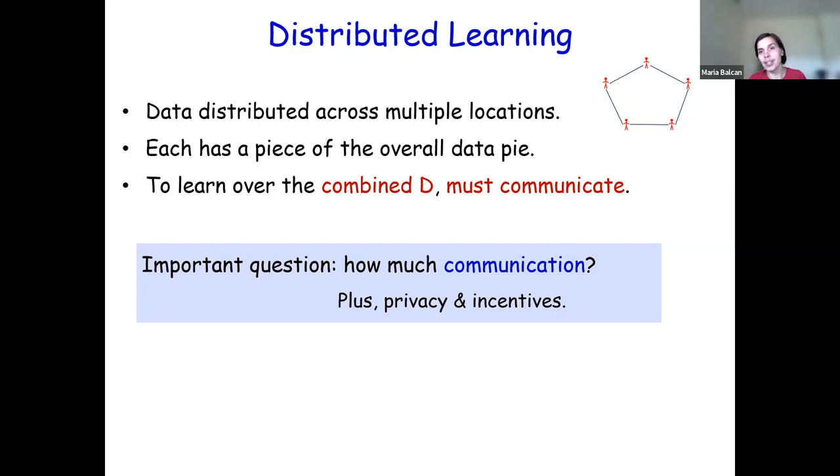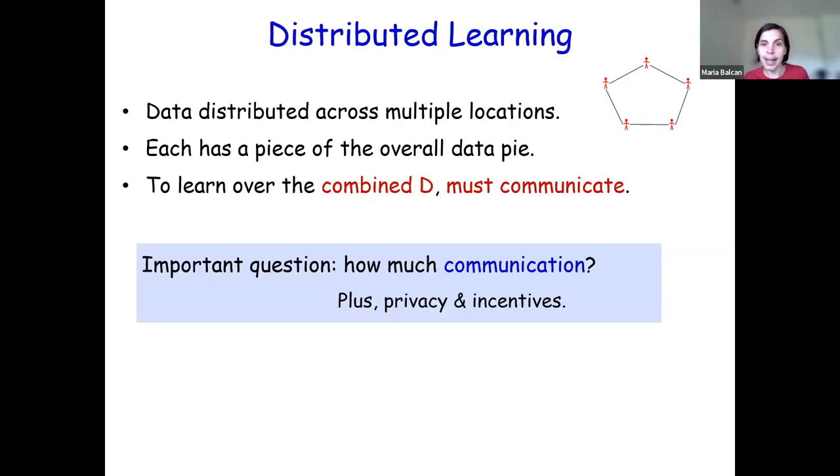And in fact, I'm not going to talk about this today, but when the data belongs to multiple data holders, there are other issues that come into play, like privacy and incentives. Right, privacy on the data is about somebody, and incentives on the data belongs to somebody. So there are also some additional externalities that come into play when you analyze machine learning algorithms when the data belongs to multiple holders. But for today, I'm going to focus on communication for concreteness.